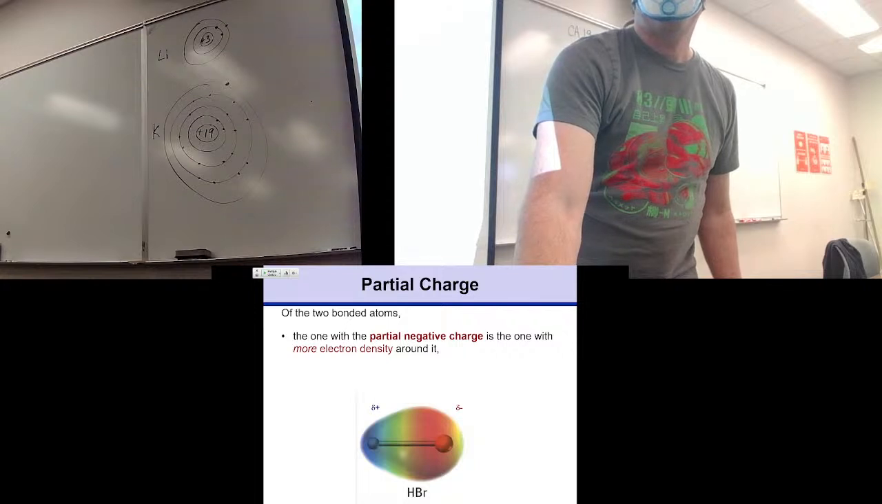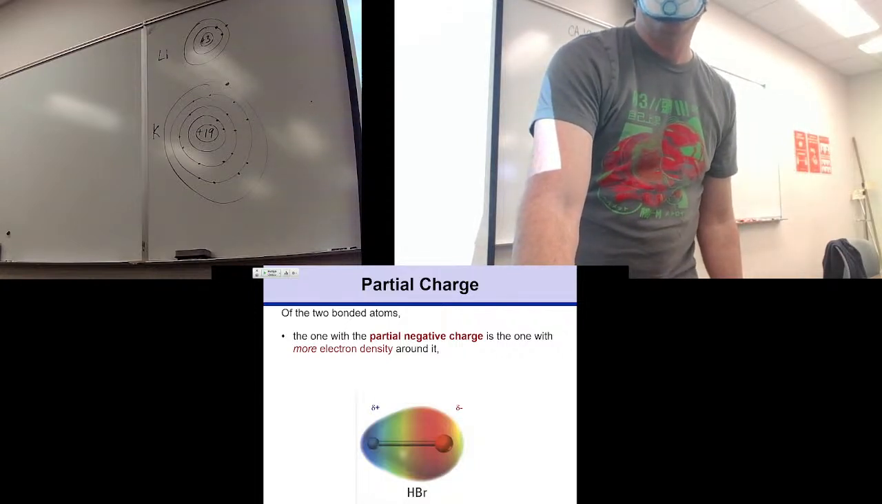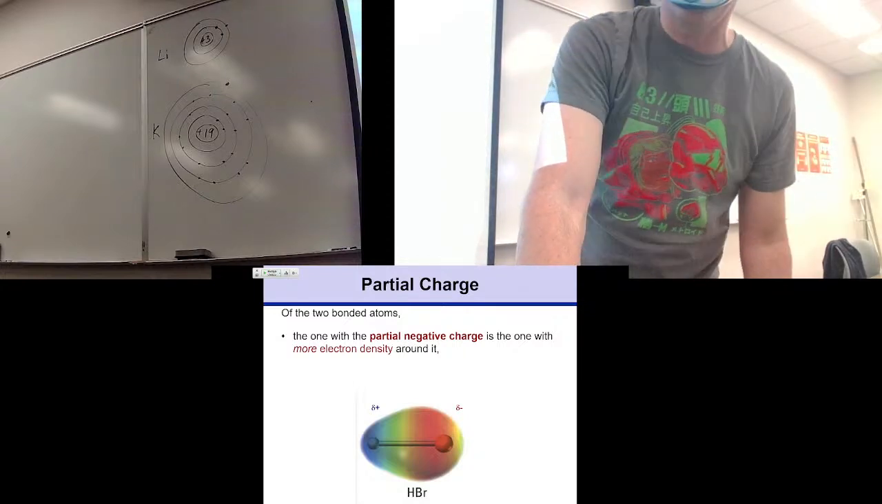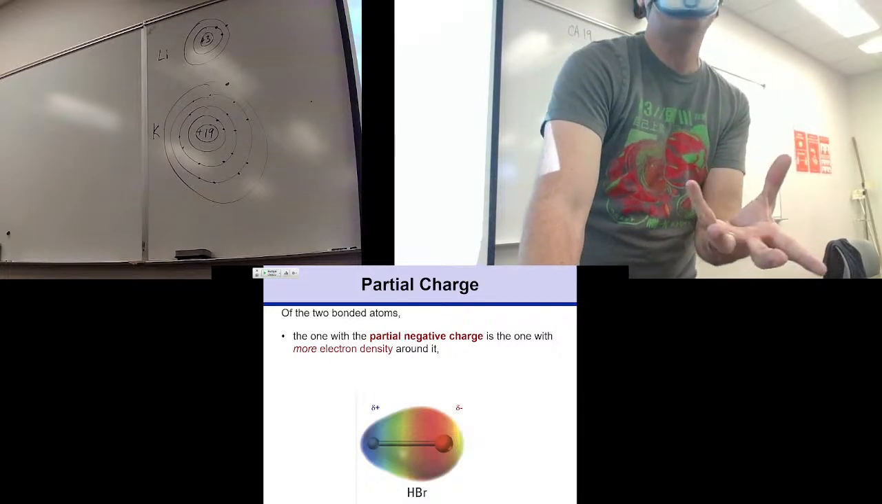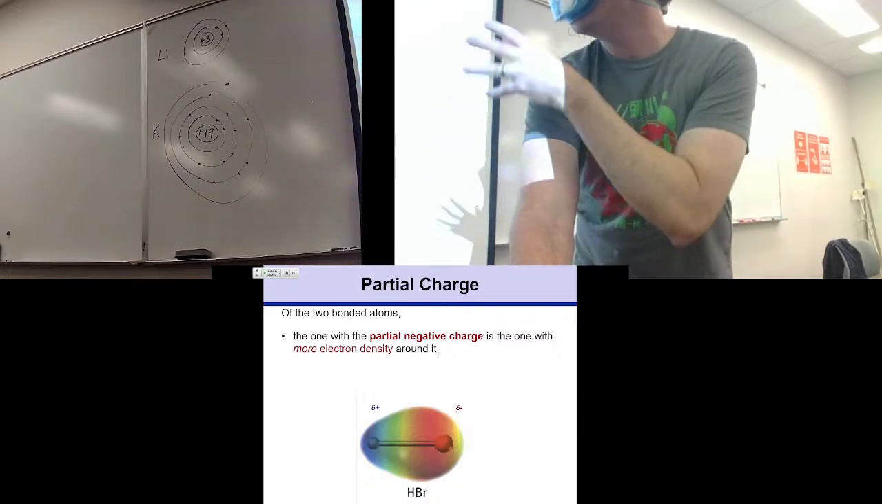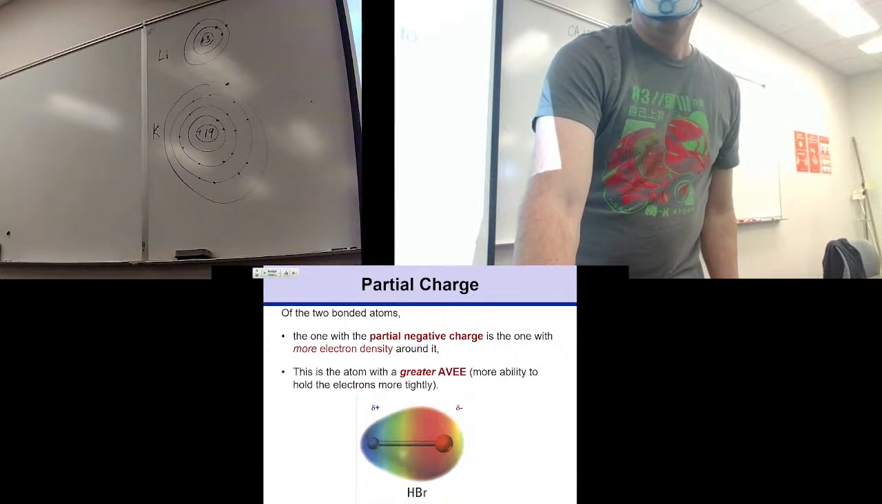So, there we go, the one with the partial negative charge is the one with more electron density around it. The electrons hang around that side more often. Again, Heisenberg's uncertainty principle: we don't know exactly where the electrons are, but we know the electrons tend to hang around that side more. It's the side with the greater average valence electron energy, the ability to hold the electrons more tightly.